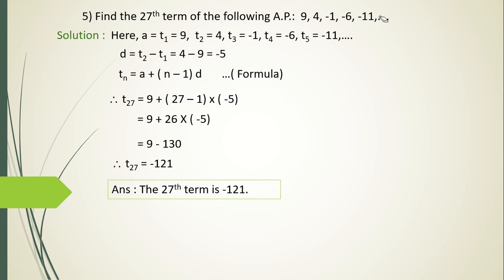So like this we go on finding with the difference of minus 5, minus 5, minus 5, and when we reach the 27th term of this sequence, that 27th term will be minus 121. So the formula is so important. We can find any term, 100th term, 500th term, just by putting a few numbers over here.